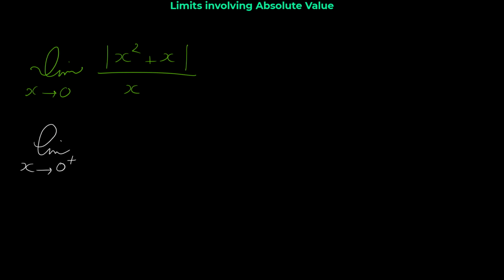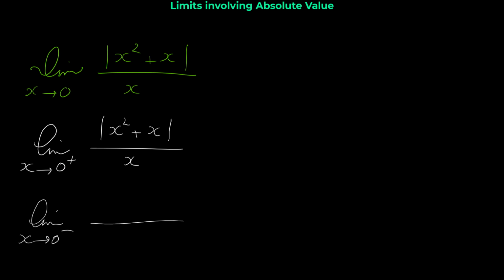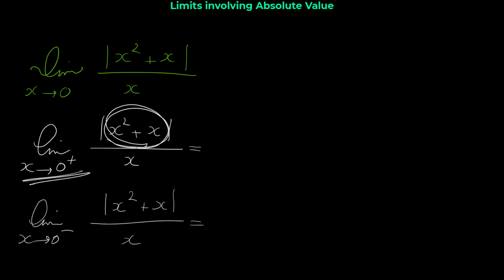X approaches 0 from the right, x approaches 0 from the left. This is what we usually do when we have absolute value. So we want to find the limit from the left and from the right separately. Now let's see, the expression inside the absolute value is positive or negative when x approaches 0 from the right.